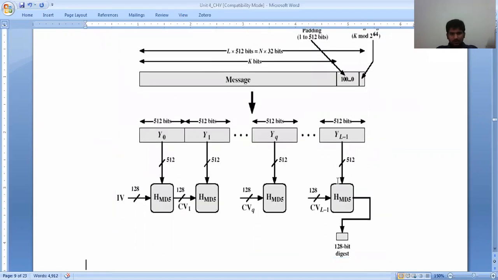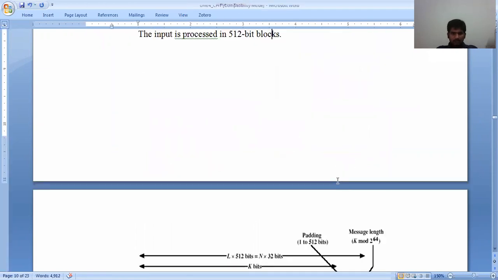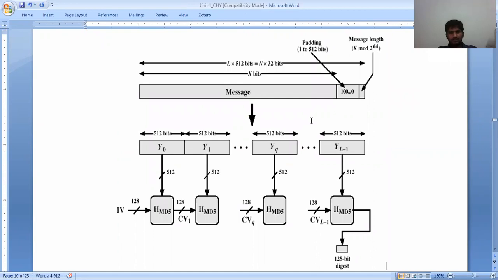Now I will show you a diagram, by which we can understand this very well. For example, see here we have 512 bits of length. Now we can divide the 512 into different 128-bit parts. So the total message is, for example, y0, y1, and so on up to yq. So this is a message of various lengths.